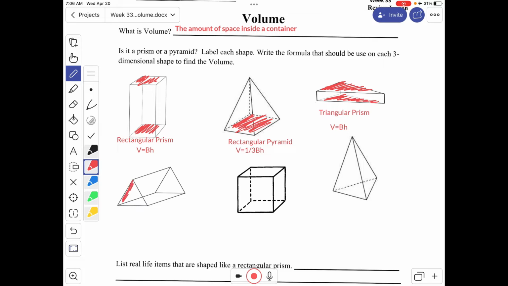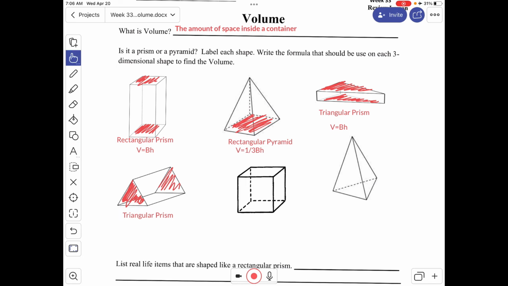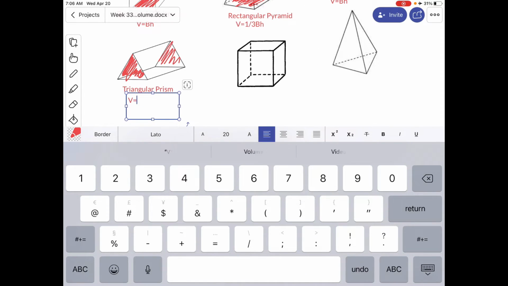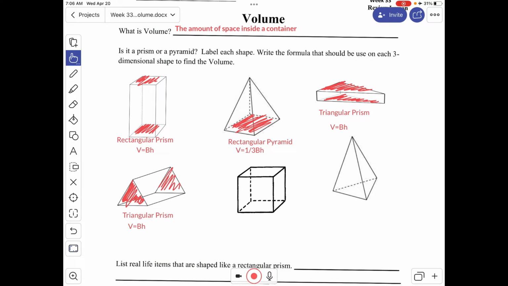This next one, there's two parallel sides, and they are both shaped like a triangle. So this is a triangular. And since there's two, it's a prism. So it is exactly like the other one. It looks a little different, but it's the same shape. It's a triangular prism. So the formula is still volume equals area of the base times the height.